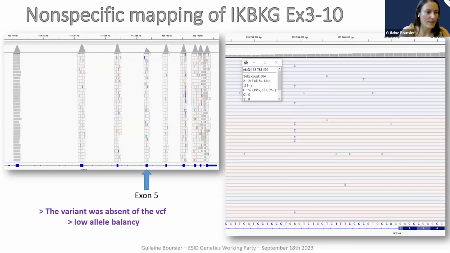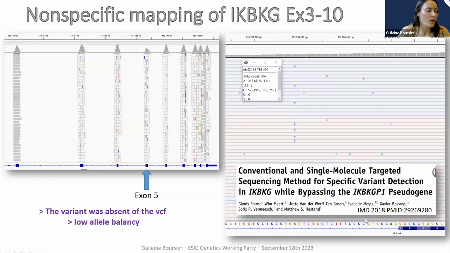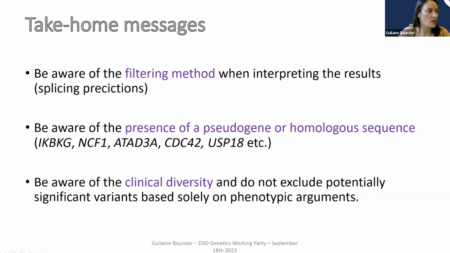So fortunately, there is a team working in a reference laboratory that has provided a new method of detection of EKB-KG bypassing the EKB-KG-P1 pseudogene. It seems very important to seek advice from a reference laboratory when you have such difficulty, because they usually already have the protocols.